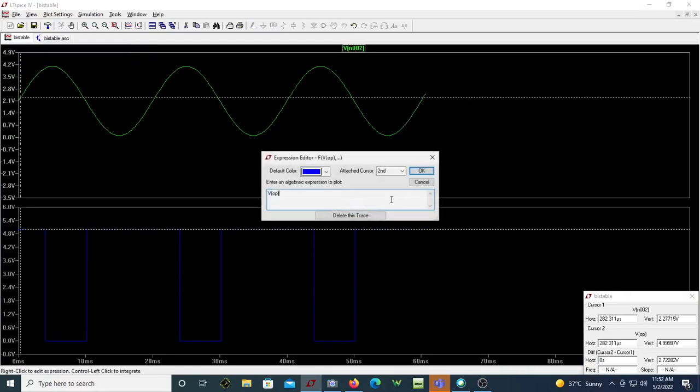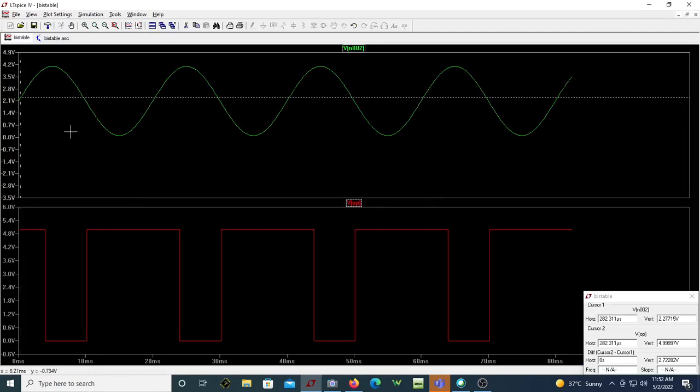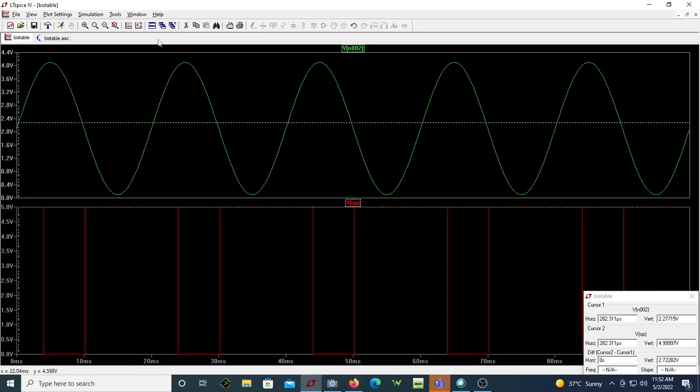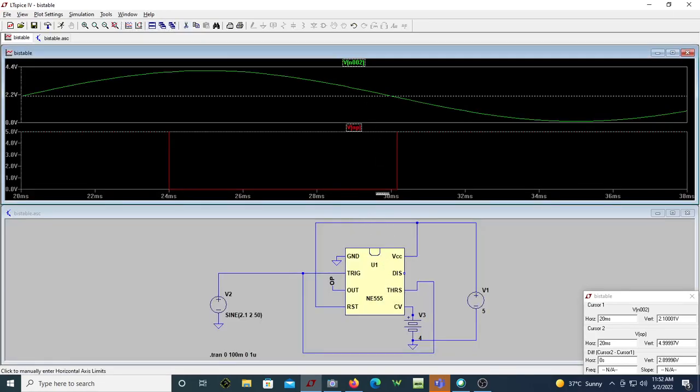Okay, let me change the color of this. You can see whenever it goes more than 4, since it's going up to 4.1, whenever it crosses 4, it's going down to 0. Whenever it goes less than 2.05, the output goes to high state. Okay, this is how you are able to see it.